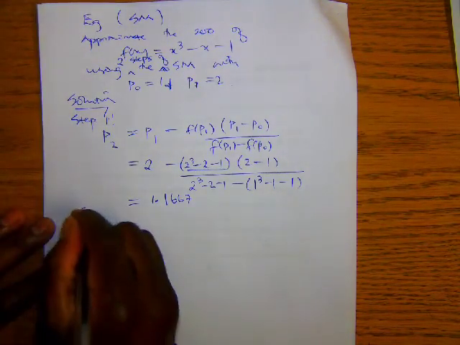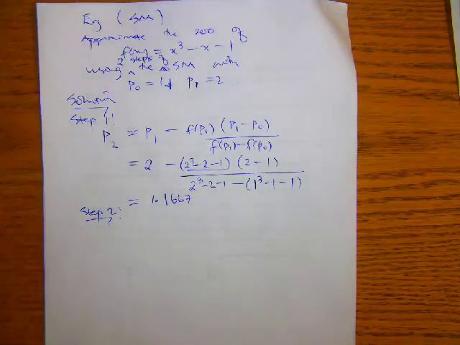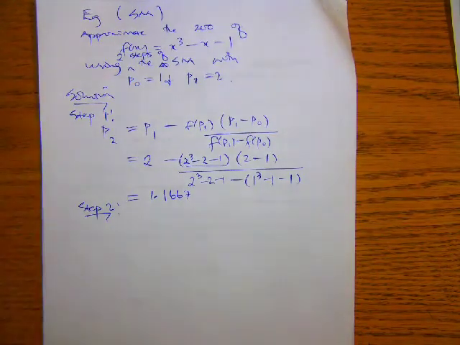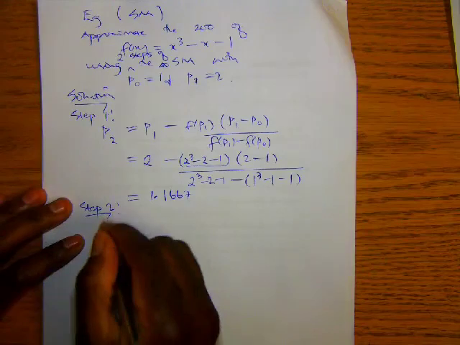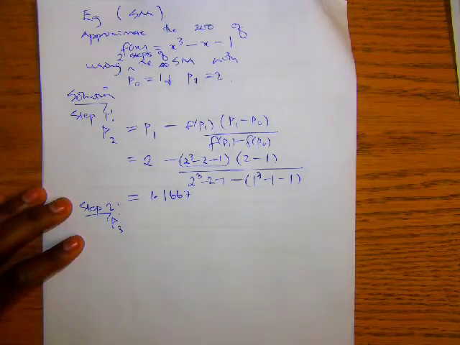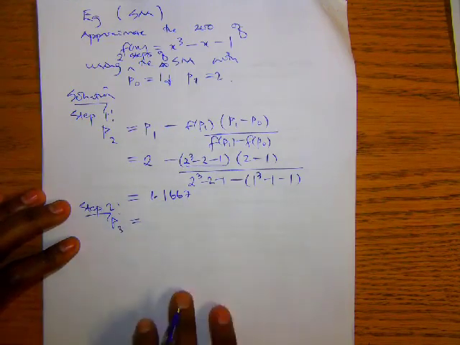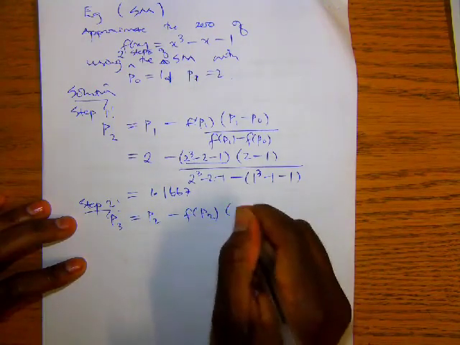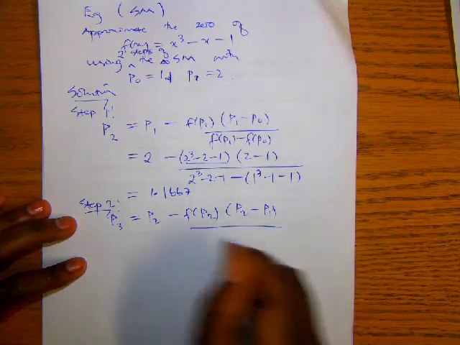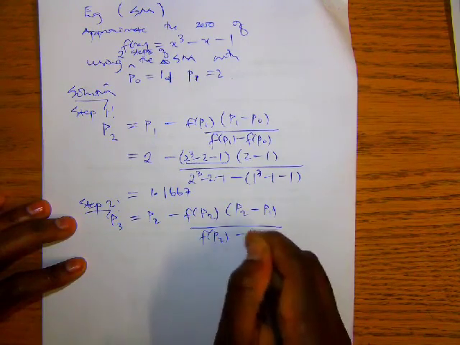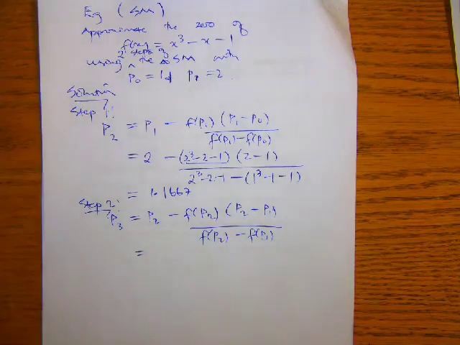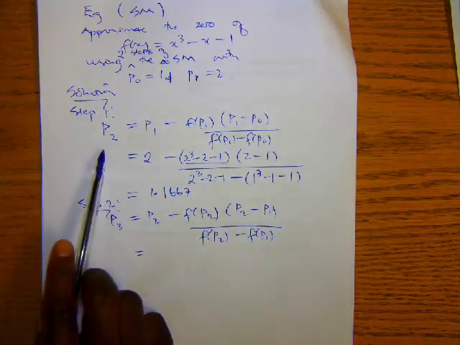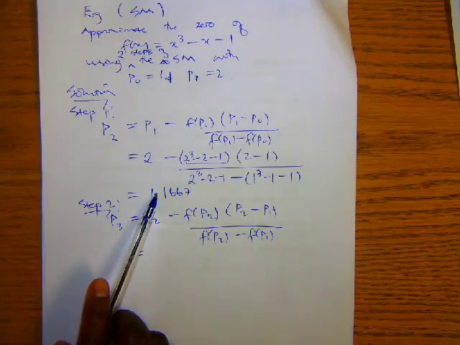Then we do the second step, which is iteration number 2. That's another name for it. So we have got P0, P1, P2. We now need P3. So we rewrite the formula with P3 on the left hand side. It's the same, we just increase the subscript by 1. So you get P3 is equal to P2 minus f at P2 times P2 minus P1 all over f at P2 minus f at P1. So we now have P2, and we had P1 all along.